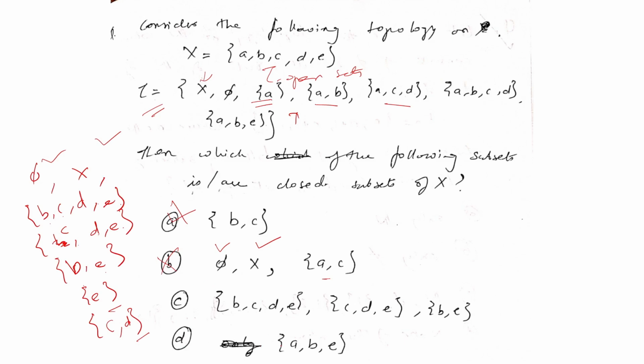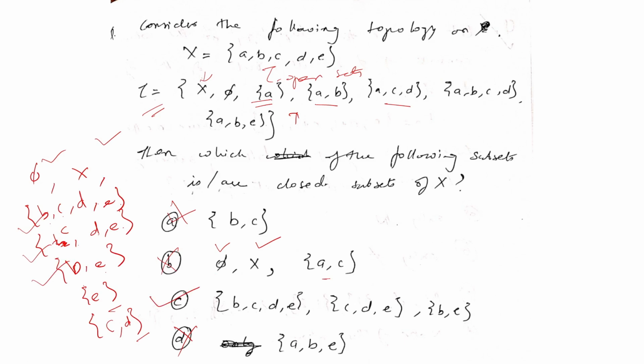Similarly for D, we have A, B, E here. It is also not there anywhere, right? So this option is also discarded. And here you can see for option C, B, C, D, E is also there, C, D, E is also there, and B, E is also there. Okay, so the correct option is C.